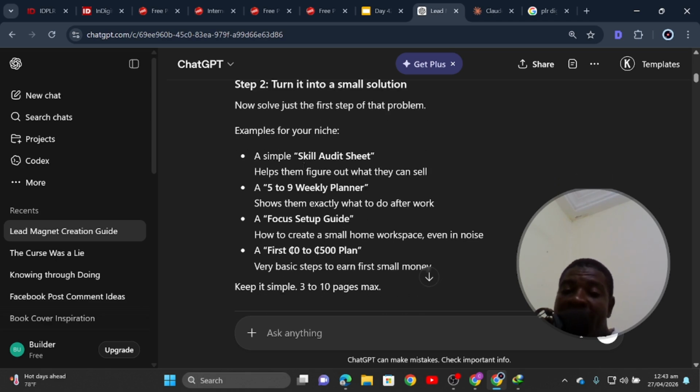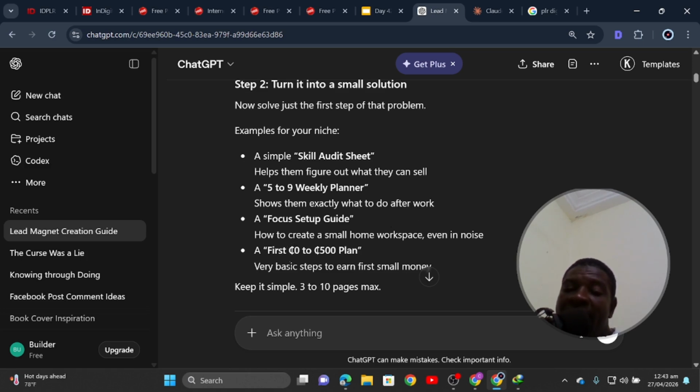So it says a simple skill audit sheet, which helps them figure out what they can sell. A 5 to 9 weekly planner. My target audience may have problems planning their weeks, their weekdays, and other things like that. So if I can give them a weekly planner, it also helps them to manage their time. You understand? So this is also a very good thing that I can choose to do. Then, like I said, it shows them exactly what to do after work.